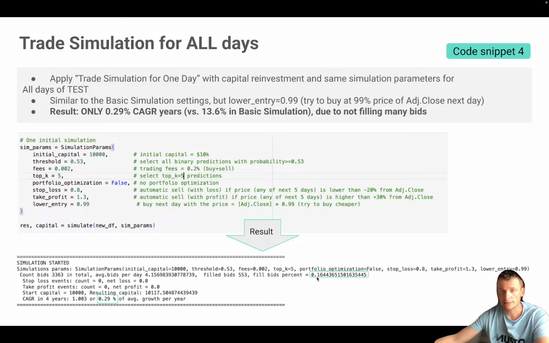And it's because we are trying to buy at a lower price than the adjusted close, and we try to use the volatility of the next day to fill our bid at a lower price and have a higher profit. And by default, the average growth in 4 years is only 0.29% yearly. That is, you could earn only $117 in 4 years, which is a very small amount.